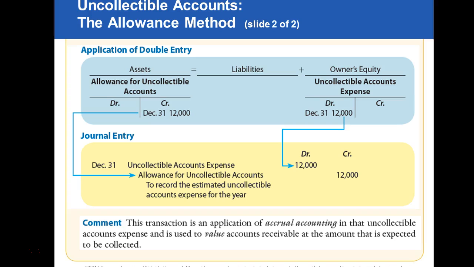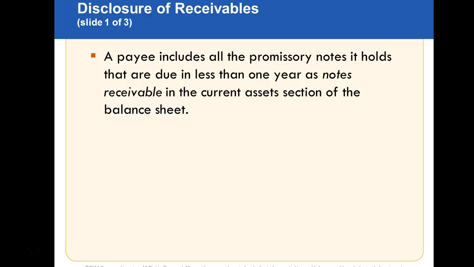This transaction is applicable to the accrual method of accounting, where we're matching revenues with expenses, in that the uncollectible accounts expense gets used to value accounts receivable at the amount that it's expected to be collected. So we are, in a way, writing down our accounts receivable, and we're recording an expense so we can offset those revenues with those expenses in that current period.